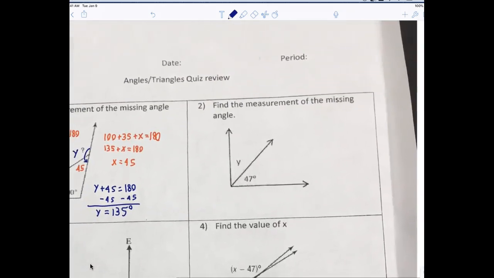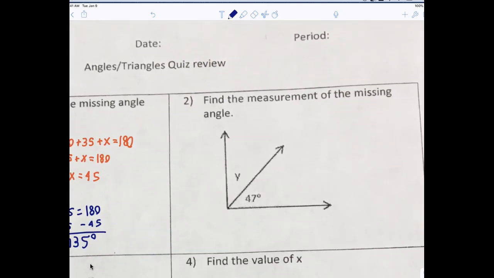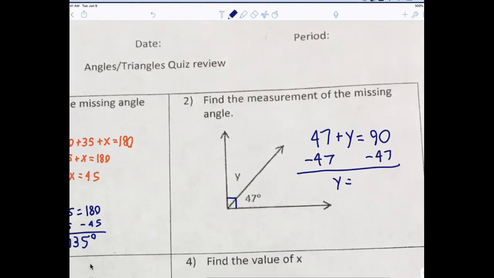Now let's take a look at question number 2. Tell me what is this called right here? Right angle. And that makes these two angles add up to 90 degrees. Right, but what's the word for two angles that add up to 90? Complementary. That's exactly right. So what equation are we going to use? 47 plus y equals 90 degrees. So now you subtract 47 from both sides. Exactly. And so now? y equals 43. Perfect. 43 degrees. Easy as that.